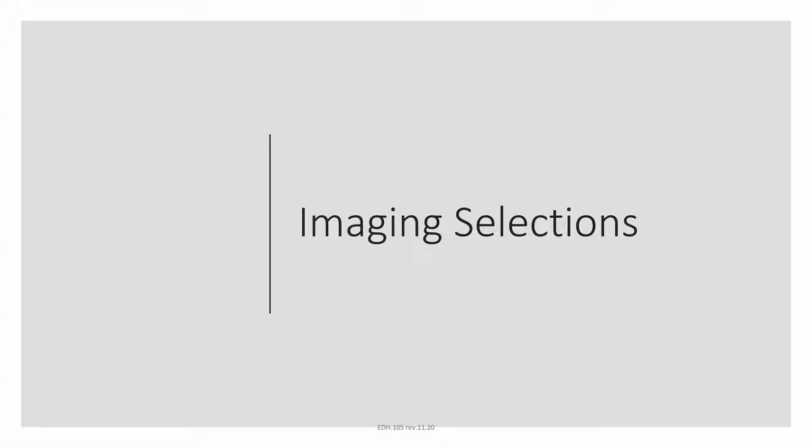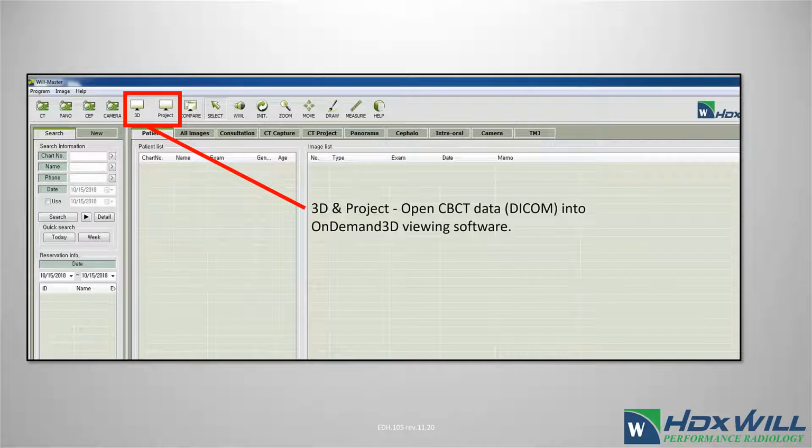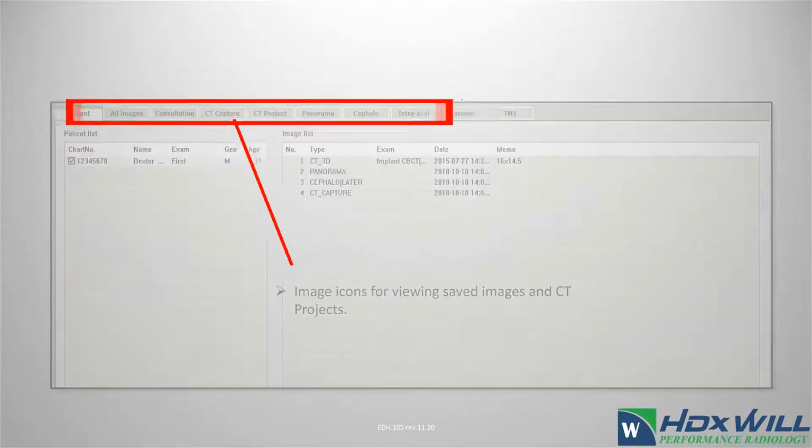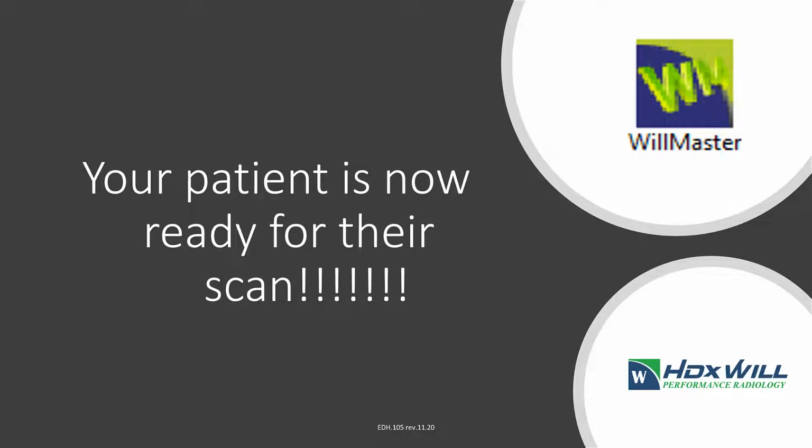Now we will review how to select the image you want to view. All of the patient images will be shown on the right. If you want to view a CT scan, you will select the CT 3D and it will open into On-Demand 3D, which is the 3D viewing software which comes with your unit. Also, if you want to view a CT project, when you double-click on the scan, it will open up with Project Viewer. You can also choose an image in the Shortcut tab on the top of the screen. Now your patient is ready for their scan.